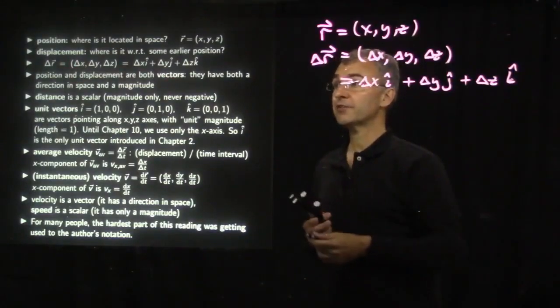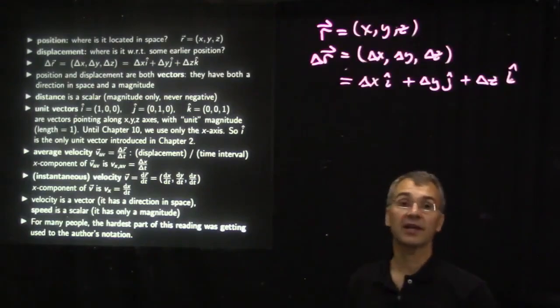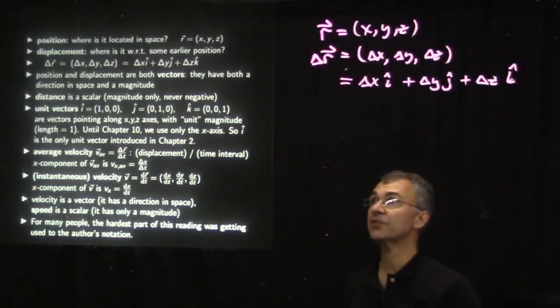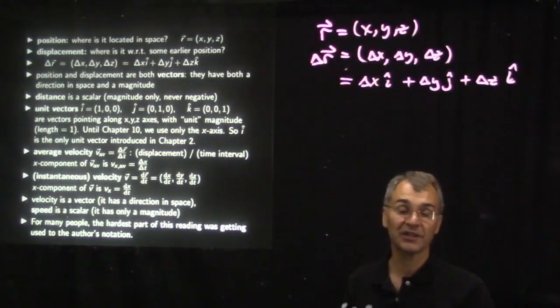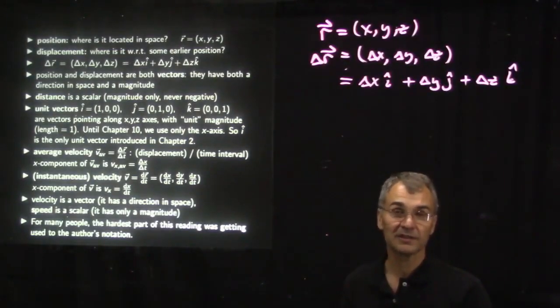Position and displacement are both vectors. They have both a direction in space and a magnitude. Distance is a scalar. So a distance has a magnitude only, and a distance is never negative. Scalars can be negative, but distance is a non-negative scalar. So distance has a magnitude, it doesn't have a direction, and distance is always non-negative.